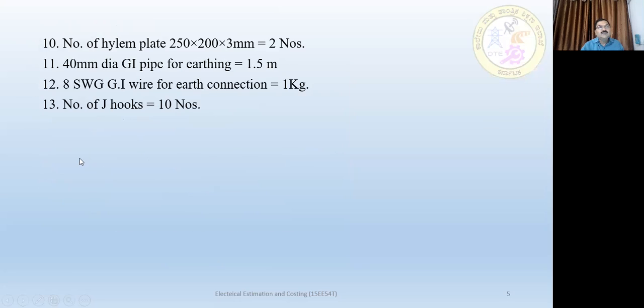So number of Hylam plate. The Hylam plate is the plate used to fix on the switchboard. So this is the area of the switchboard. 250 by 200 is the area of the switchboard. So we have used two number of switchboards. So Hylam plate of this size required are two numbers.